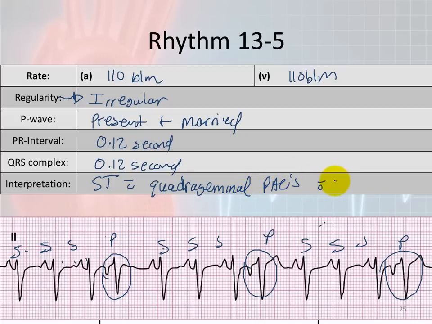PACs with, now this gets difficult because are these compensatory or non-compensatory pauses? Go ahead and take your calipers and march it out and see what it comes out to. The book I got this out of said it was a non-compensatory pause.